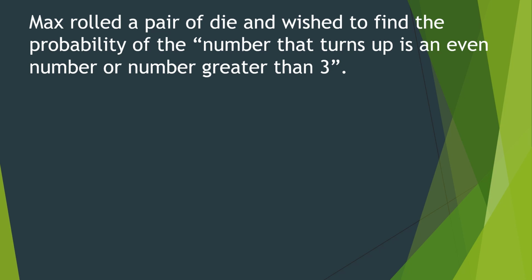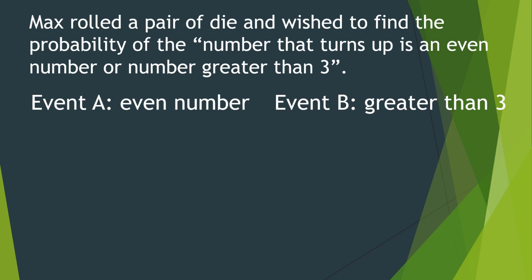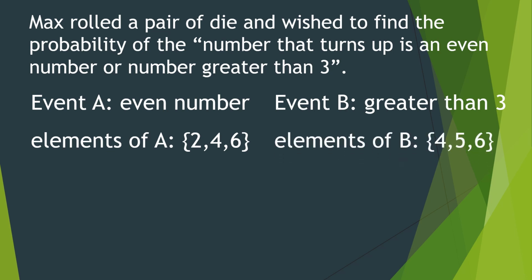Let's have an example. Max rolled a pair of die and wished to find the probability that the number that turns up is an even number or a number greater than 3. Again, let's identify the two events. Event A, we have the even number, and event B, numbers greater than 3. And the elements of A are 2, 4, 6, and the elements of B are 4, 5, 6.